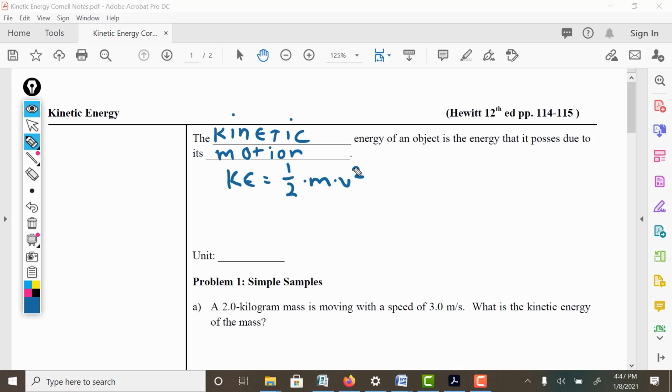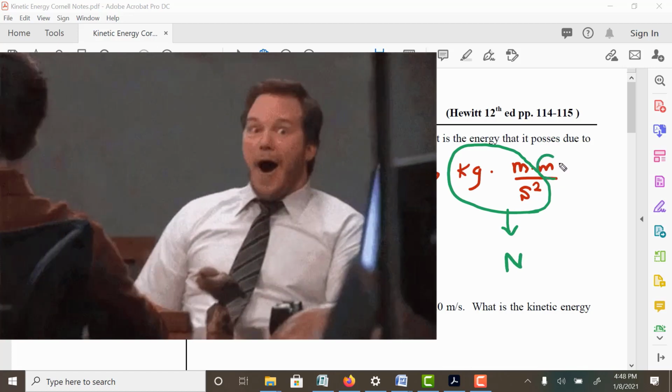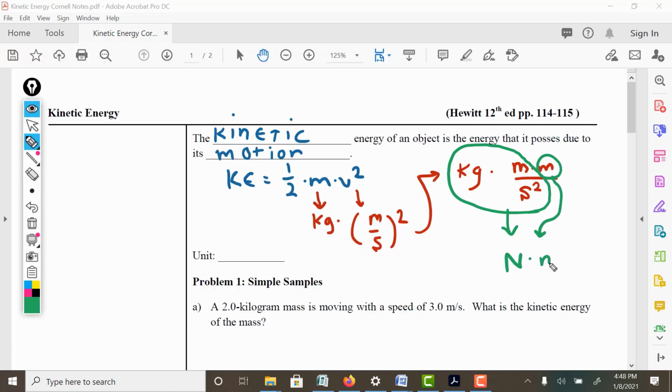Now, if we look at the units, you'll see that this is a kilogram, and this is velocity squared. That's a meter per second squared. That means I have 2 m's and 2 s's. What you'll notice is this is a kilogram meter per second squared, which is a Newton. And once again, we have a Newton meter. A Newton meter, by definition, is a joule.